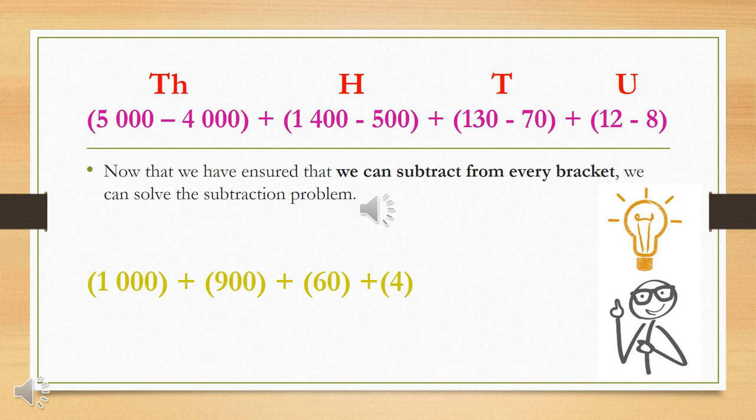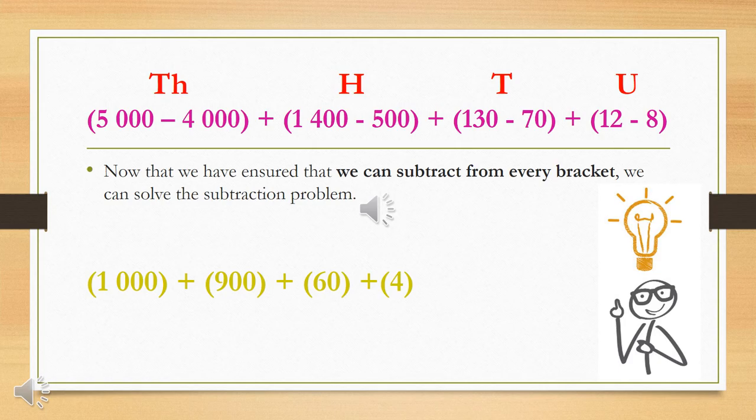Now that we've ensured that we can subtract from every bracket, meaning we can subtract from our units, 12 take away 8, yes. Our tens bracket, which is 130 take away 70, yes, I can subtract. Our hundreds bracket, which is 1,400 take away 500, yes, I can subtract. Thousands bracket, which is 5,000 minus 4,000, yes, I can subtract. So now that I have a yes, yes, yes, yes, we can solve the subtraction problem.